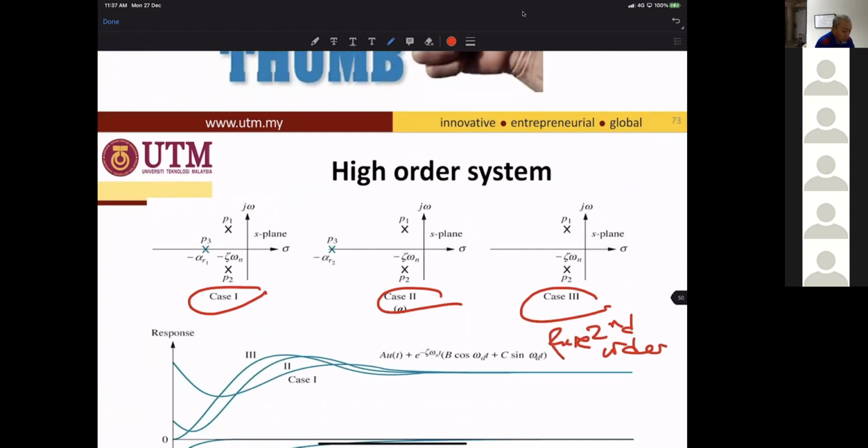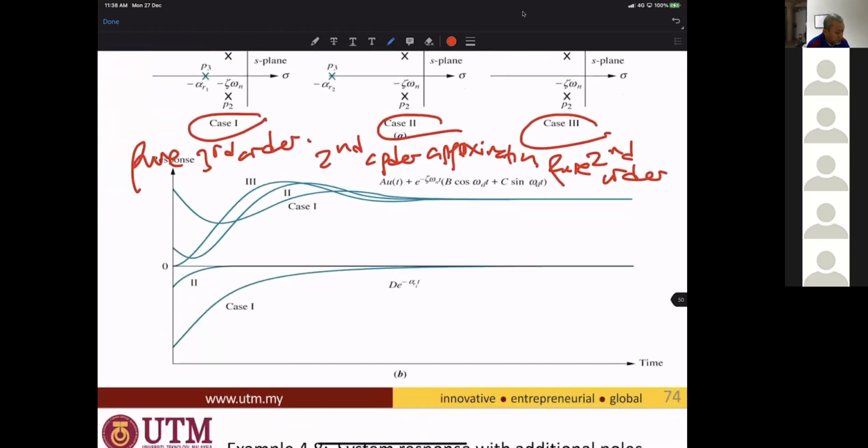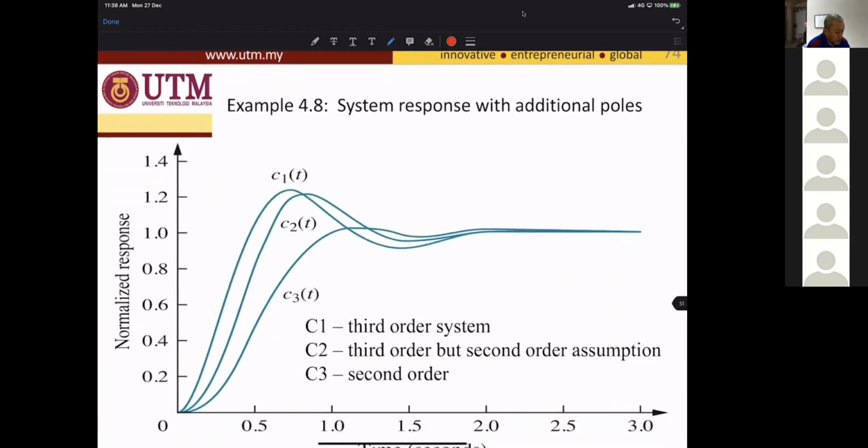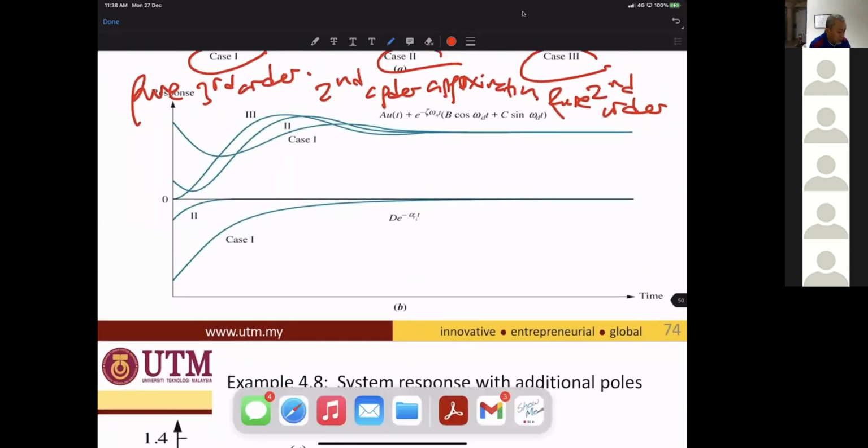Case 2 is a second order approximation. And case 1 is a pure third order. So most of the assignments given are third order. Your assignment model structure, most of them are third order systems. And it is represented by this response. Okay, case 1, case 2, and case 3.